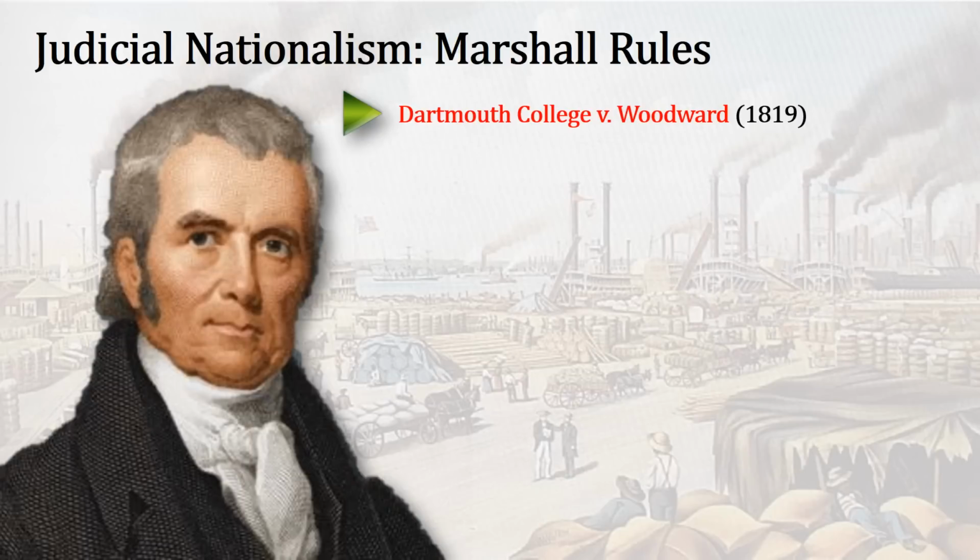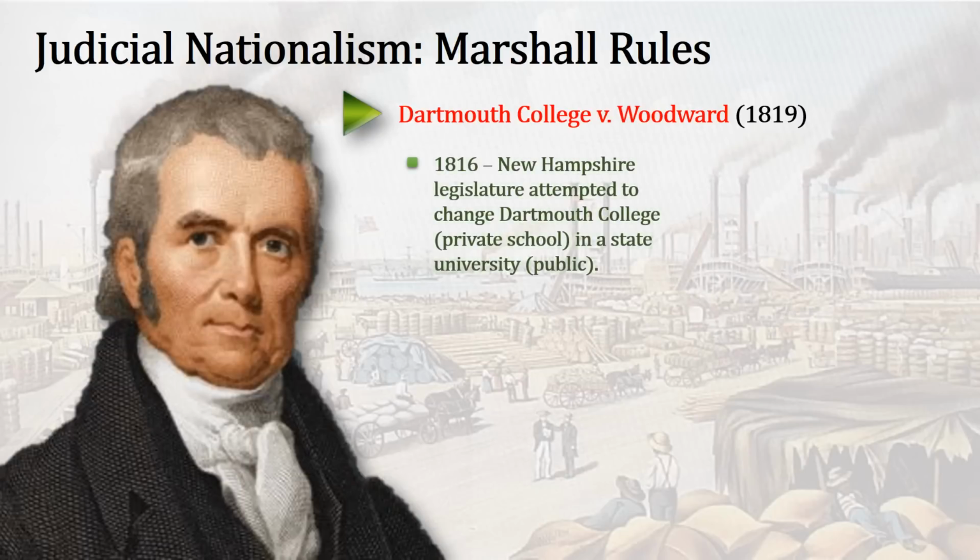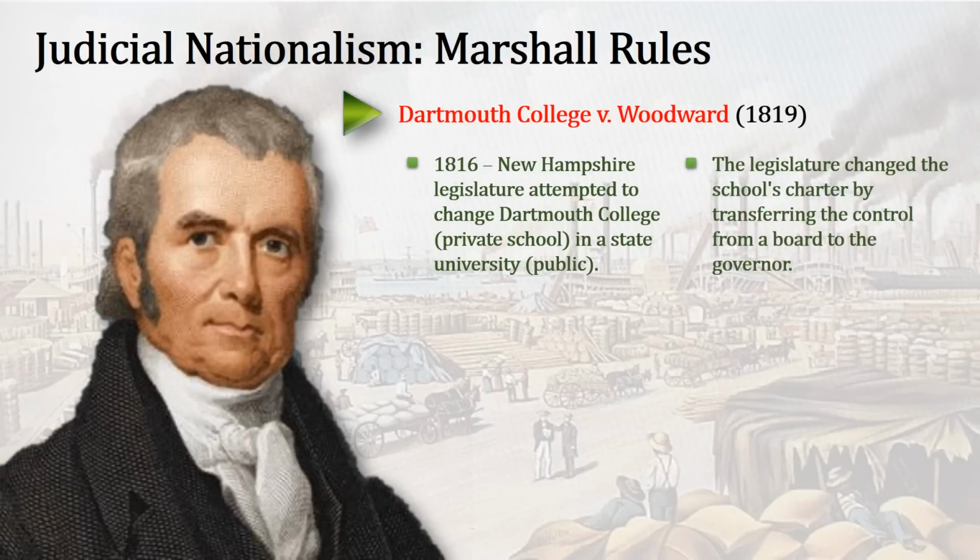The last case we're looking at is called Dartmouth College v. Woodward, which was decided in 1819. In 1816, the New Hampshire legislature attempted to change Dartmouth College, which was a private school, into a state university, which would be a public school. And so the legislature changed the school's charter by transferring control from a board to the governor.